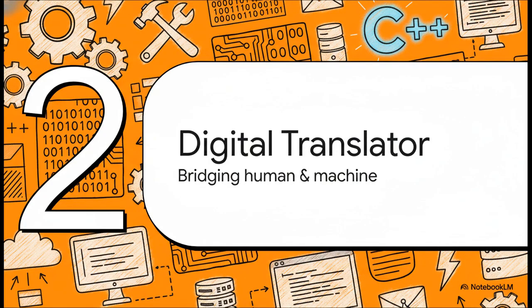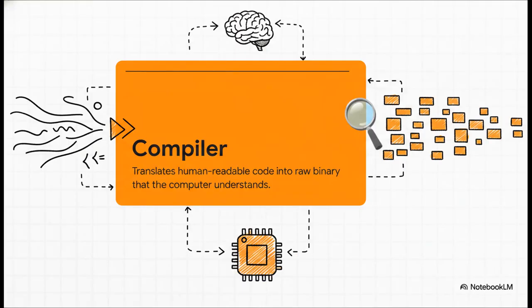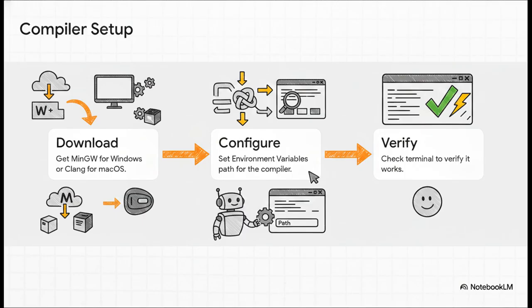Moving on to Section 2, installing your digital translator, bridging the gap between human and machine. You know how easily students get bogged down by complex tooling? Well, to demystify all that, the guide highly recommends ditching the heavy jargon. Instead, just frame the compiler as a simple digital translator. That's really all it is. It takes our human-readable instructions and converts them into raw binary, the ones and zeros, that the computer's processor actually understands. To keep things manageable, the installation is broken down into 3 logical steps. Download an industry-standard compiler like MinGW or Clang, configure it, and verify it.